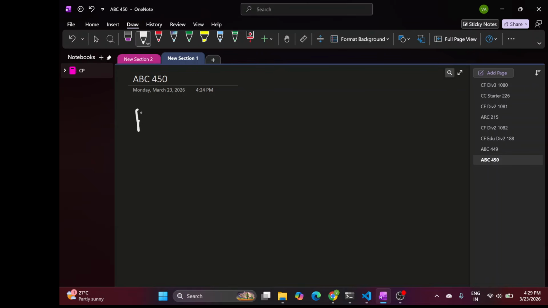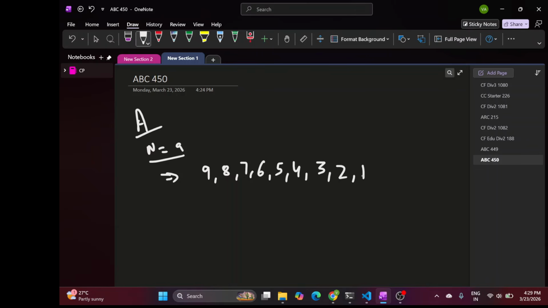Let's say we have n equals 9. Basically all we have to print is 9, comma 8, comma 7, comma 6, and so on. Yeah, that's all we need to do in the first question. So this is pretty direct.